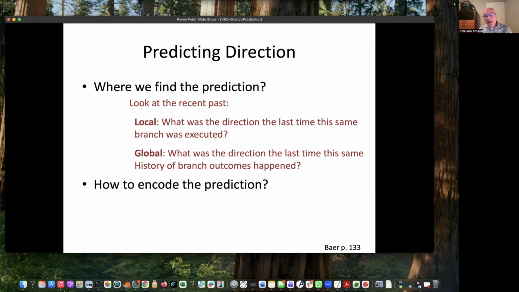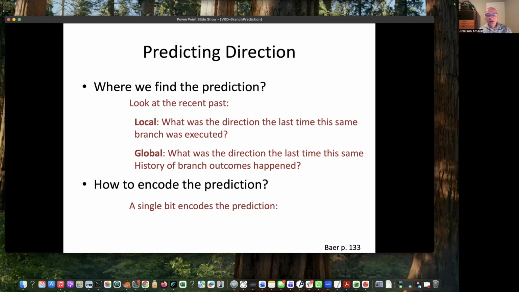In the global predictor, you're going to ask what was the direction the last time that this same history of branch outcomes happened. So the idea is that you are going to look at the history, not only of this branch, but also the branch that got executed immediately before this branch. So if I take different paths to get to a branch, I may end up with different predictions. And how to encode the prediction?